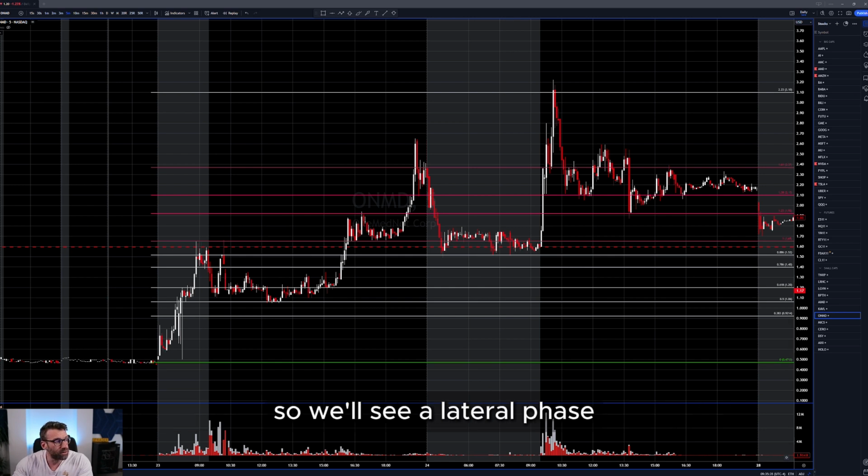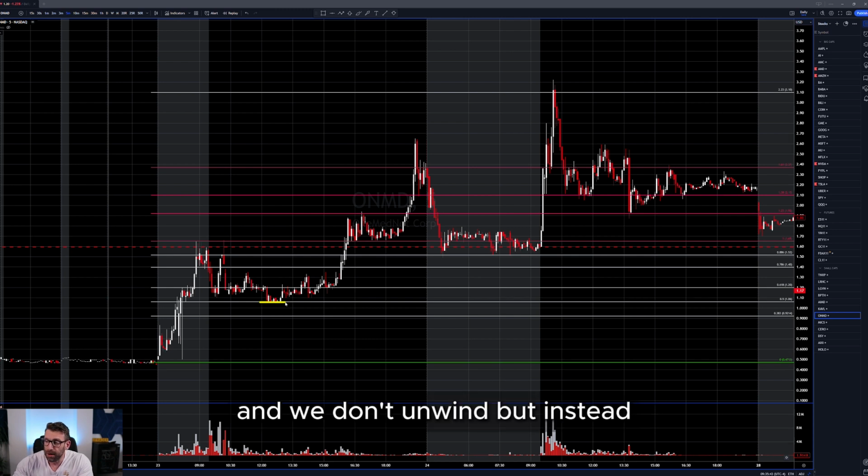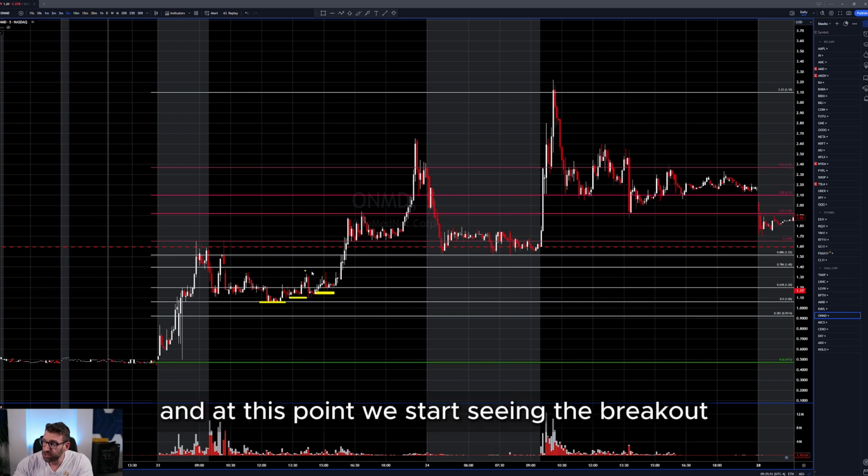So you will see a lateral phase where the price actually doesn't unwind. And you can see here, we're holding over here the 50% fib and we don't unwind, but instead we start over here to make higher lows and higher highs. And at this point, we start seeing the breakout, okay?